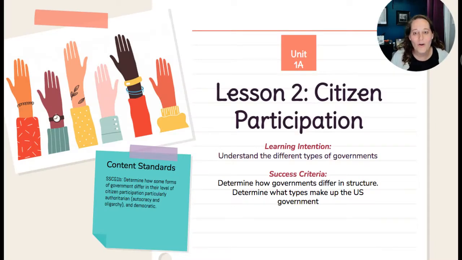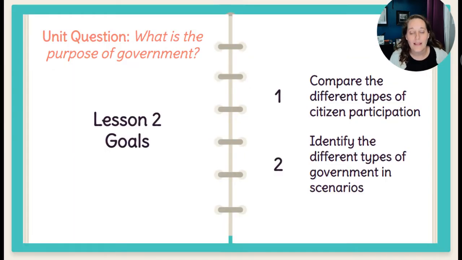Hey Gladiators, welcome to Lesson 2 of Unit 1A, where we're going to talk about the levels of citizen participation that countries around the world have. In this lesson, your goal is to be able to compare the different types of citizen participation and to identify the different types of governments in scenarios, which you're going to do in your activities a little bit later.